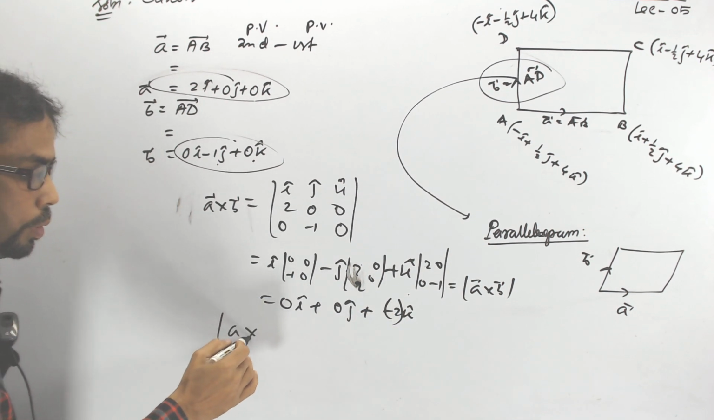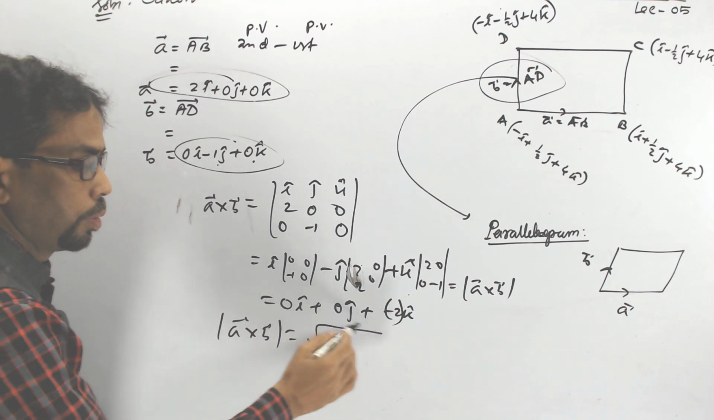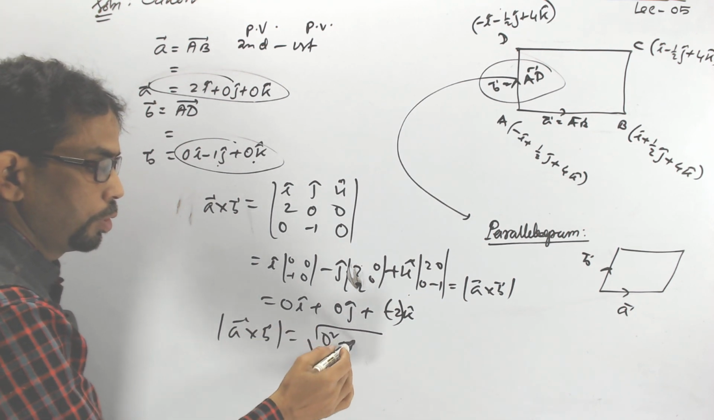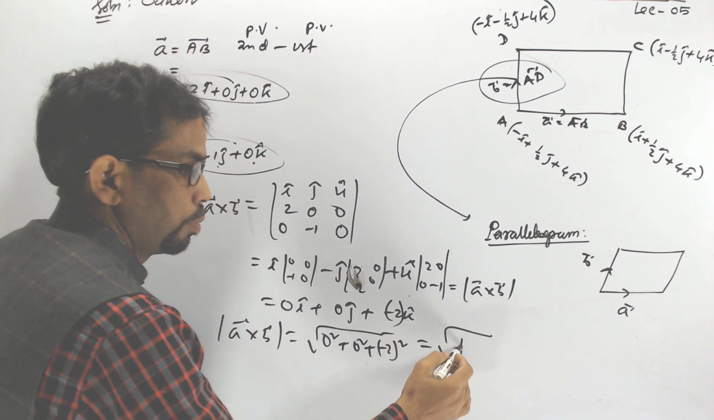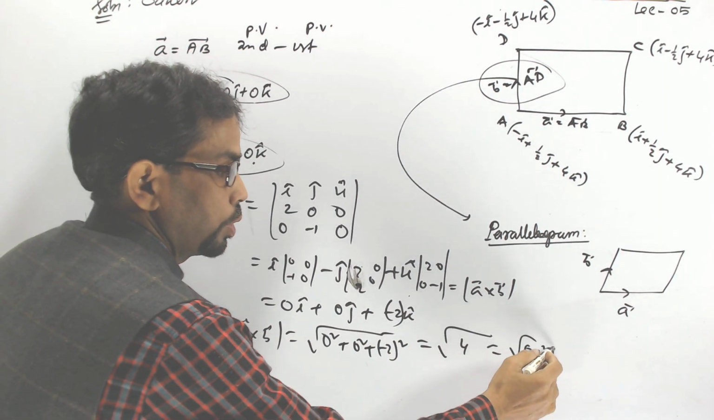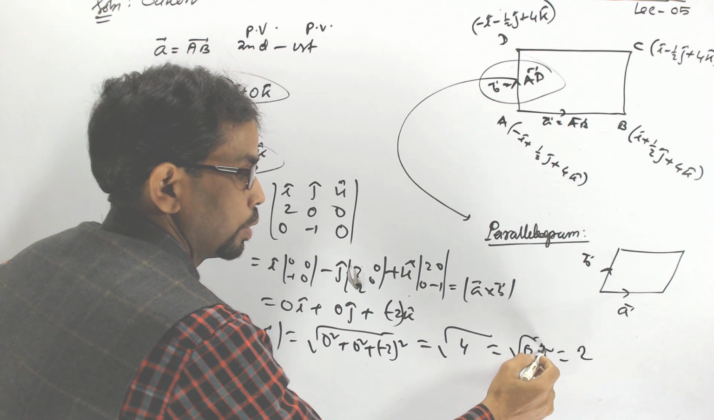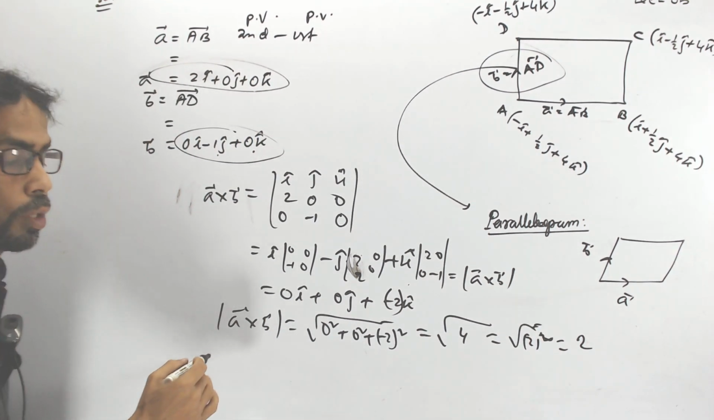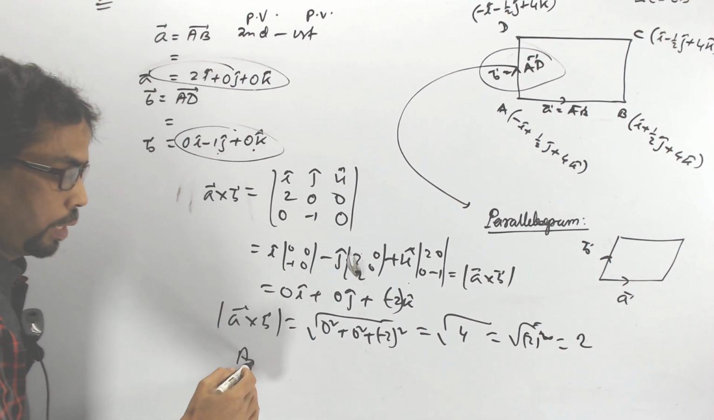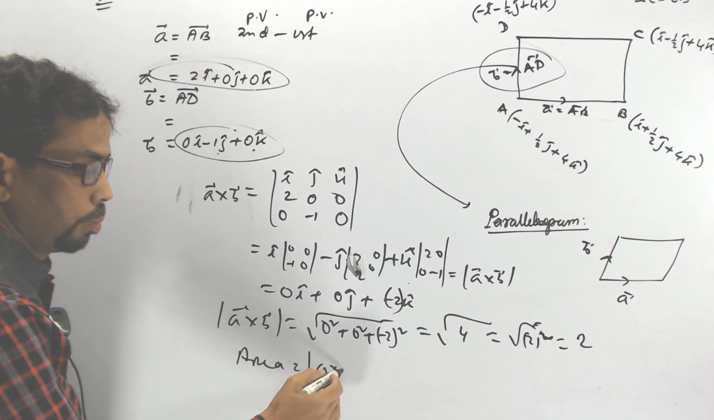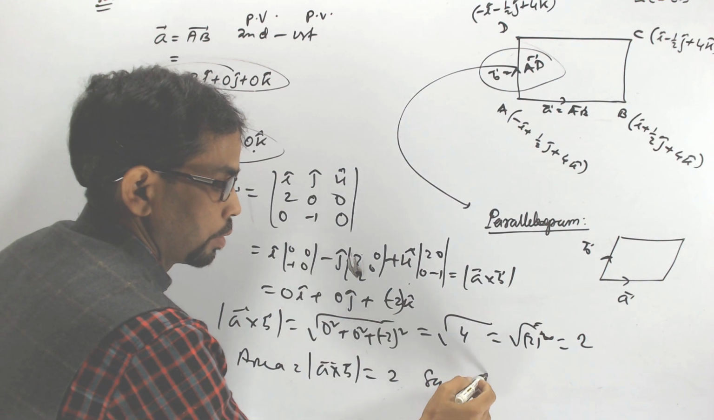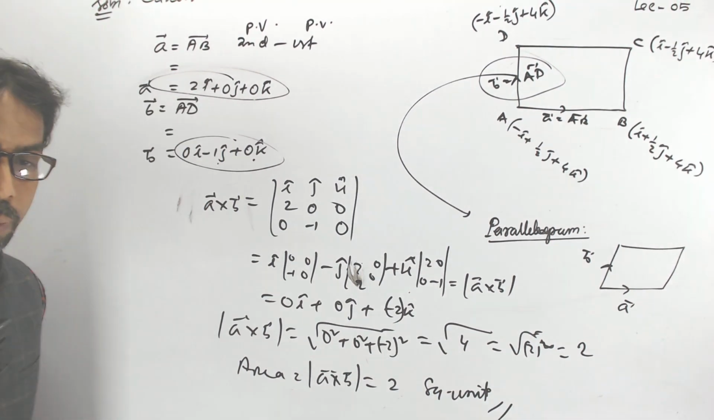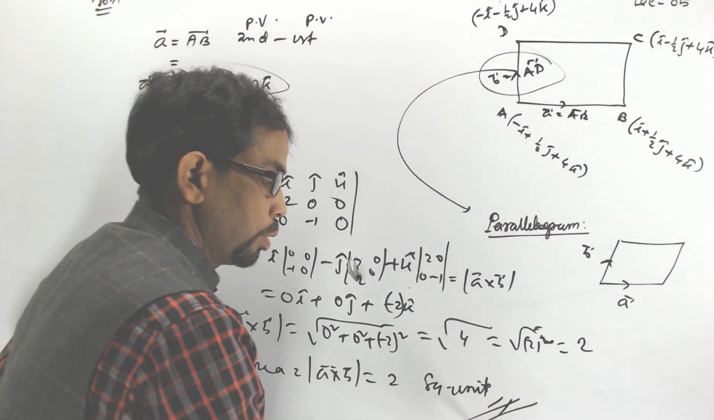Then the magnitude is the square root of the coefficient of i squared plus coefficient of j squared plus coefficient of k squared. Minus 2 squared is 4, whose square root is 2. That means the area of the parallelogram, the area of the rectangle, is just the magnitude of the cross product, and it is 2 square units. So this is the complete solution for this question.